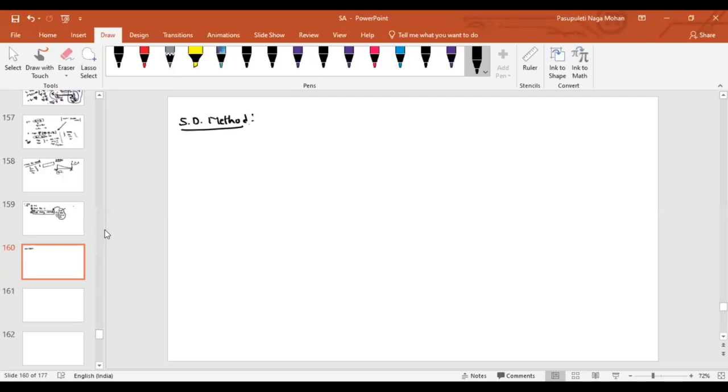In earlier days, in state PSC exams, people might ask who proposed this method. Questions like this have come, but nowadays people are not asking these types of questions, as you know how the competition has increased. That's why we are not going into who invented this method and in which year. All those details are not required.